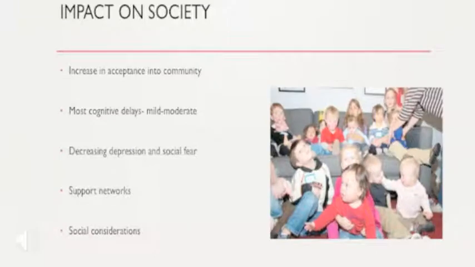Society has been improving on integrating people with Down syndrome into the community. However, this is still an area we can improve on. So acceptance is so important to these individuals. Many have mild to moderate cognitive delays, which would allow them to still participate in school, workforces, and recreational activities. So we really just need to work on accepting and including these individuals, and being kind. Decreasing depression and social fear would come along with this.